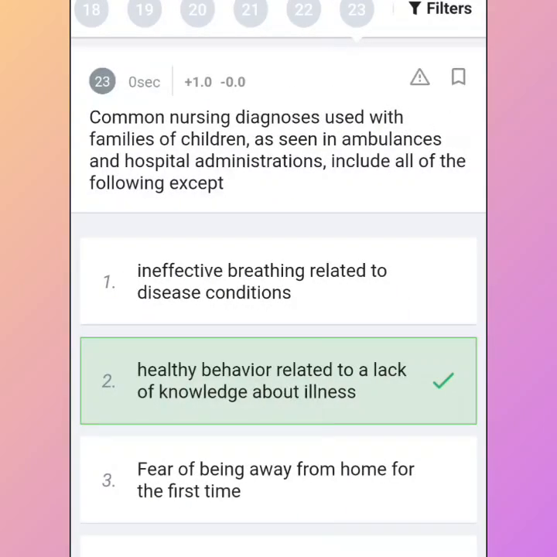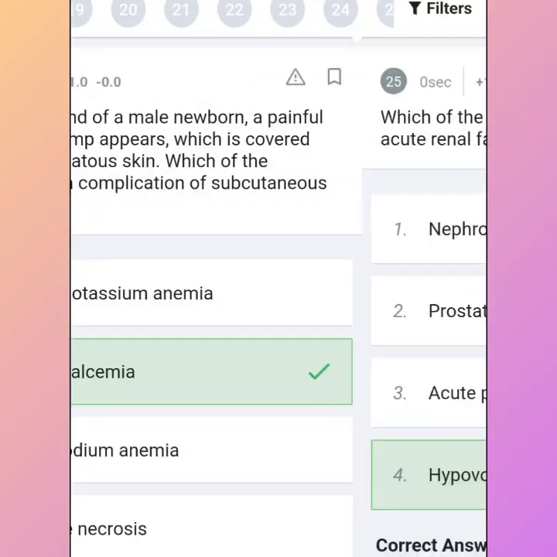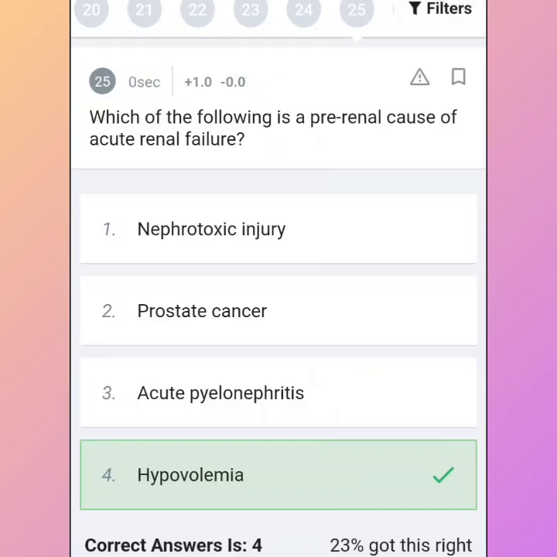Common nursing diagnoses used with families of children as seen in ambulatory and hospital administrations include all the following except option second, healthy behavior related to lack of knowledge about illness. Question number 24. In the left hand of a male newborn, a painful, scaly, hard lump appears, which is covered with erythematous skin. Which of the following is a complication of subcutaneous fat necrosis? Option second, hypercalcemia.